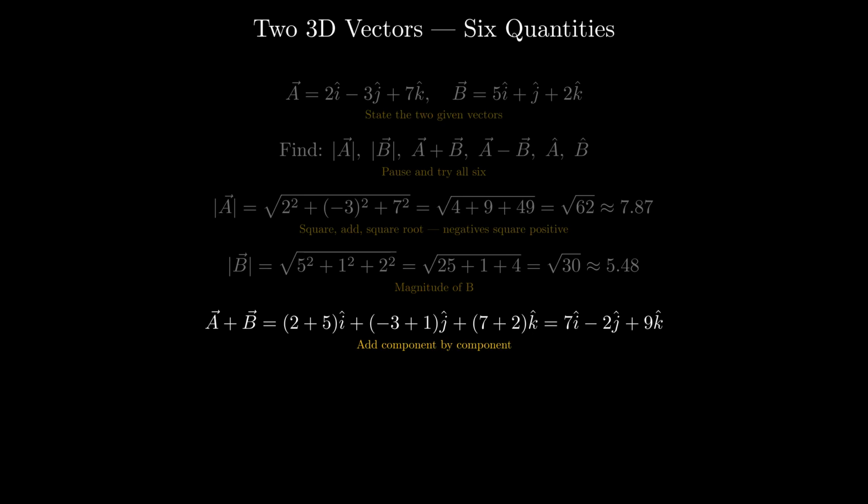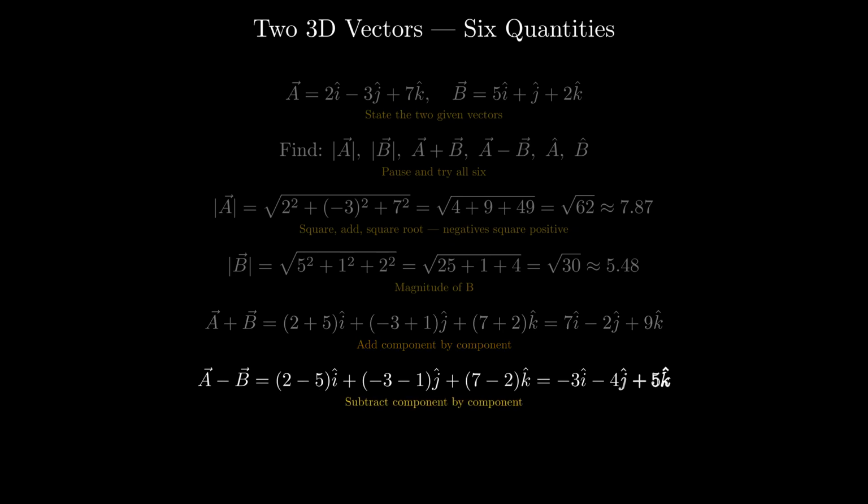For the sum, add component by component. 2 plus 5 is 7. Negative 3 plus 1 is negative 2. 7 plus 2 is 9. So the sum is 7i hat minus 2j hat plus 9k hat.